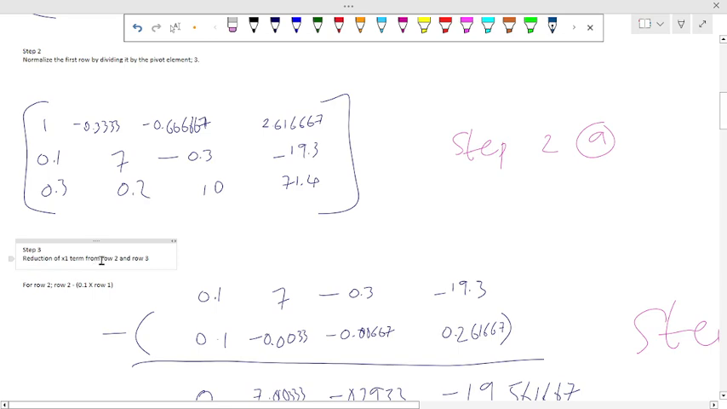Reduction of x1 term in row 2 and 3. If you look at this, the x1 term is just 1 here. So we want to reduce these, making sure these are 0. For row 2, what will you do? You will say row 2 minus 0.1 times row 1. That is row 2 minus the coefficient of x1 in row 2 multiplied by row 1. So this is row 2, minus 0.1 times row 1.